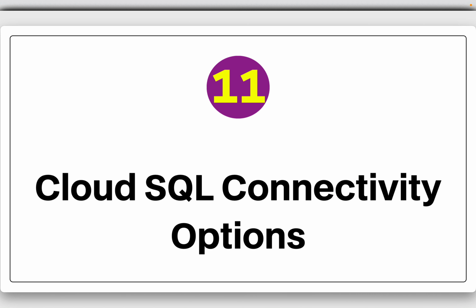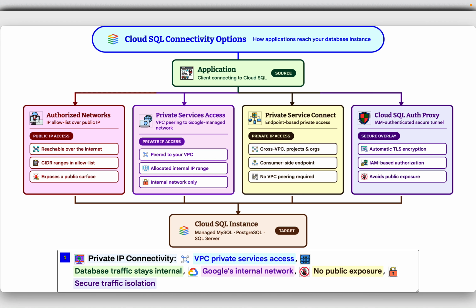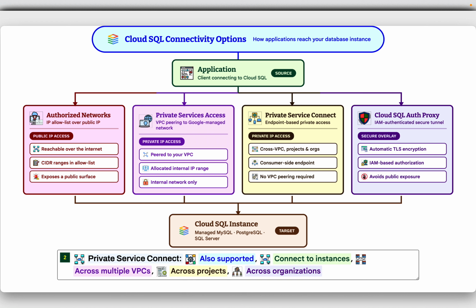11th topic is Cloud SQL connectivity options. Private IP connectivity via VPC private services access keeps database traffic entirely on Google's internal network with no public exposure. Private Service Connect is also supported for connecting to instances across multiple VPCs, projects, or organizations.